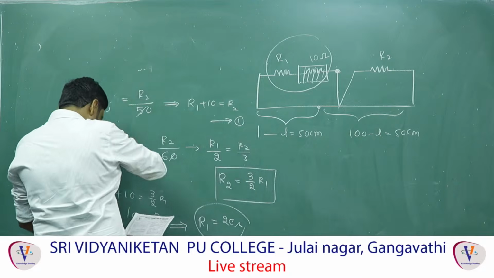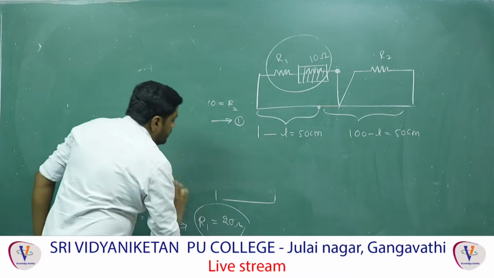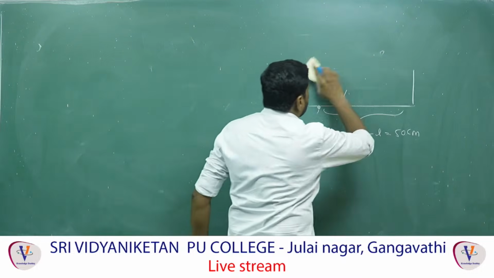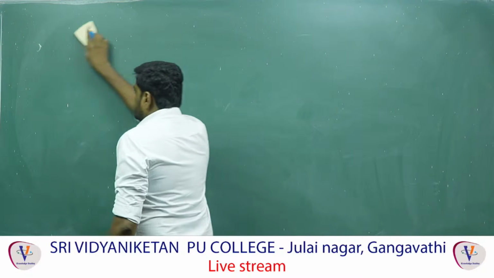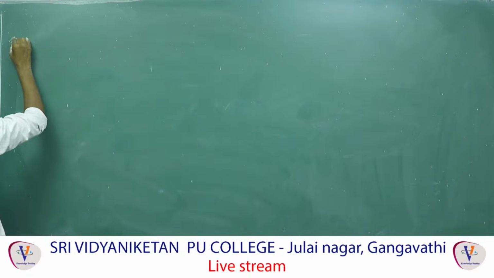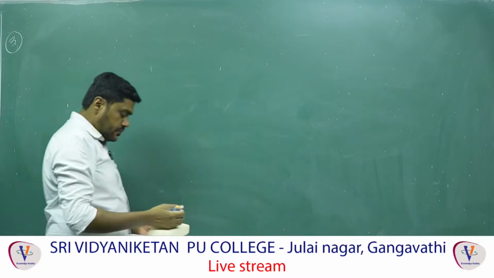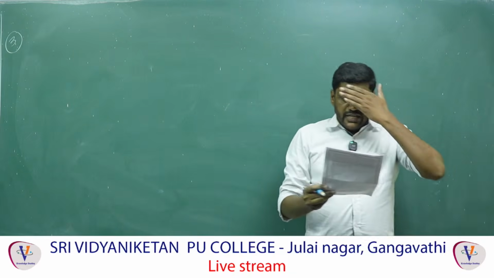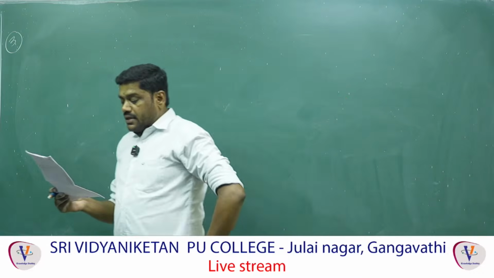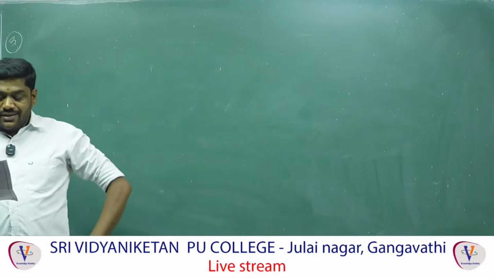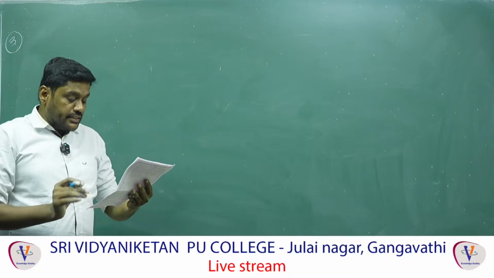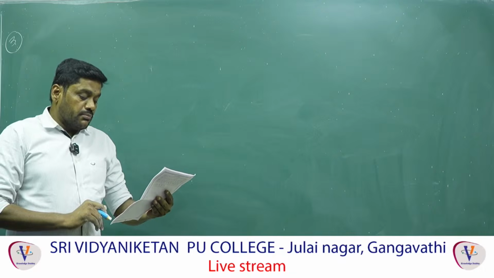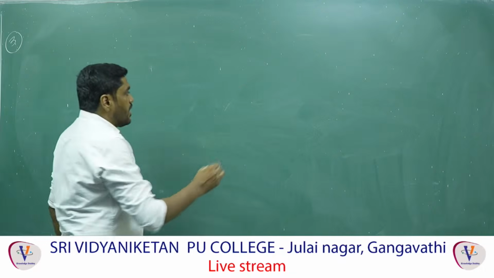Now, question number 3. Now the question number 3 is what? A magnet of length 14 centimeter and magnetic moment M is broken into two parts of length 6 centimeter and 8 centimeter. They are put at right angles to each other with opposite poles together. The magnetic moment of this combination, they are asking.